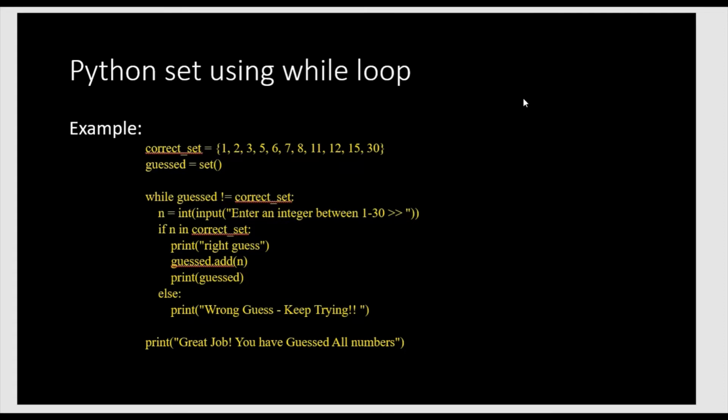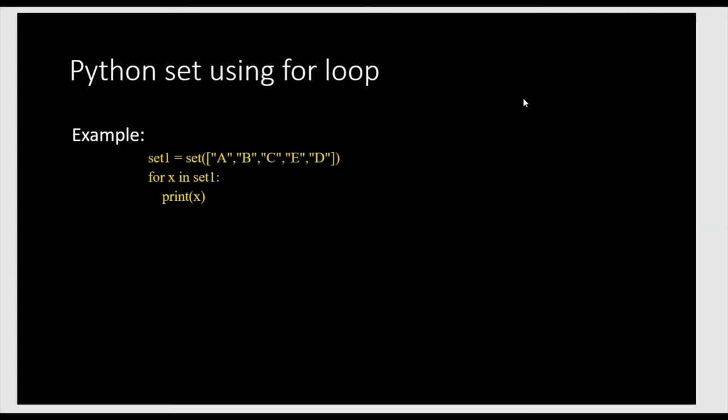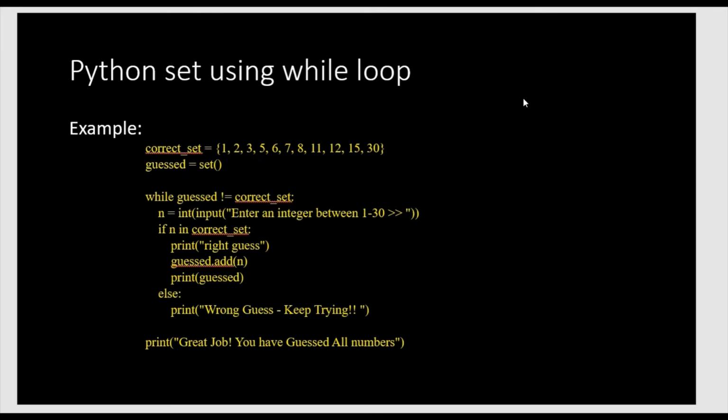So correct set is equal to 1, 2, 3 and so on, some given set members, and the guessed is equal to set. While guessed is not equal to correct, take input of a number between 1 and so on from the user. And if n is in the correct set, print right guess. If n is not, print wrong guess. Else wrong guess, keep trying, and good job.